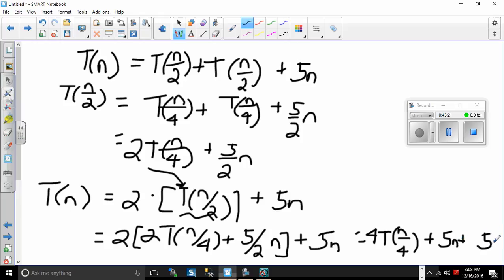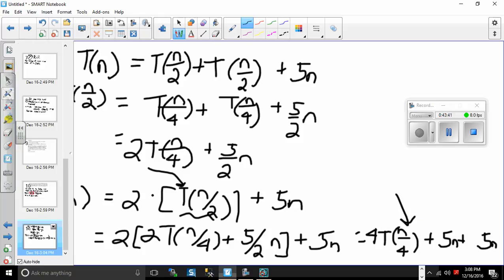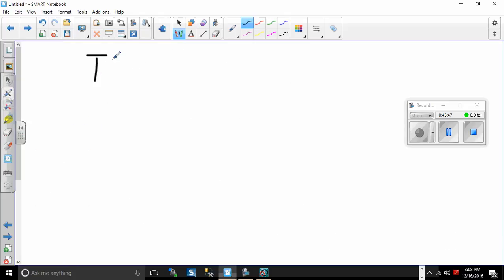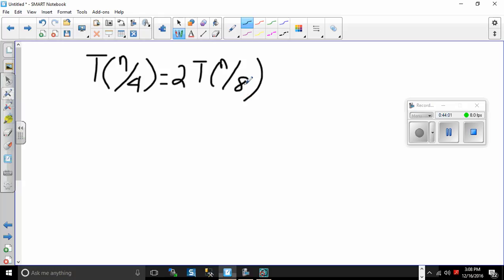All right. Okay, so this would be the number of visits required for a merge sort with n elements. Now we need a formula for T(n/4). We have to solve for that. Well, proceeding as we did before, we have T(n/4) is equal to 2T(n/8) plus 5n over 4.